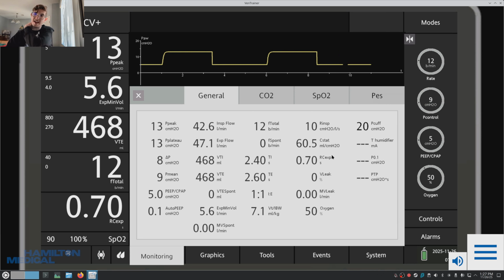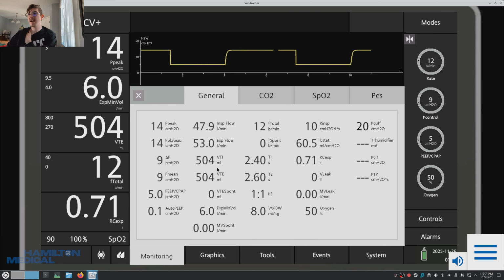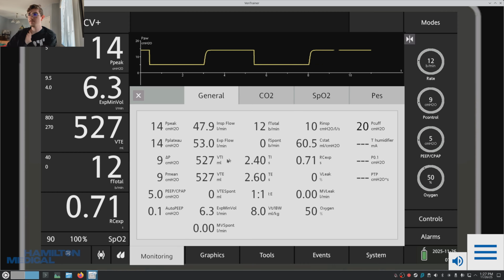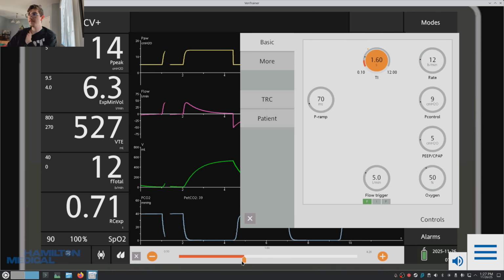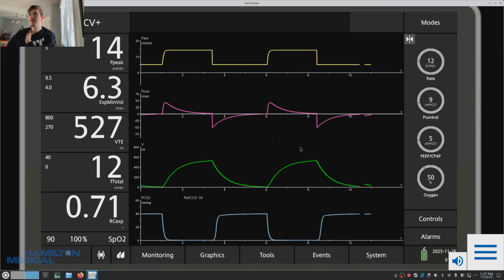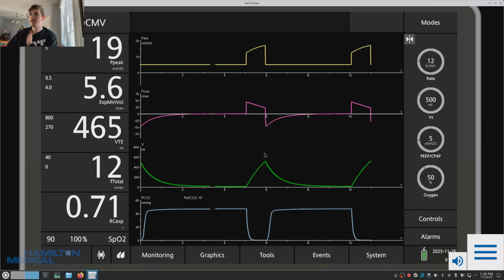See, we can't get exactly 500. We either get like 470 or like 520, basically. Because it's pressure control, it's not volume control. You can't get exactly the volume you want, but you're going to get close to it, right? Our plateau pressure is the same. We're getting similar volumes, and our compliance is the same. Basically, nothing has changed. Our peak pressure is decreased, okay? But that's it.